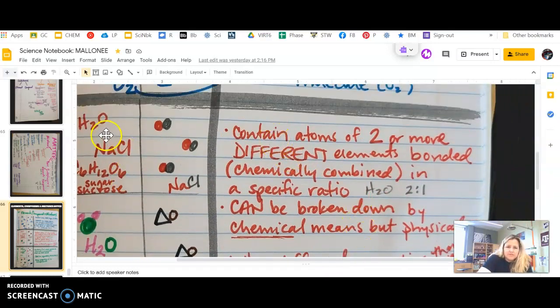Now, what we just talked through in words, it contains atoms of 2 or more different elements. Remember, O2 was an element because it was just oxygen. Okay, but these are different elements. It's not enough that they're just together. They are chemically combined or bonded, right? And even more, in a specific ratio, right?